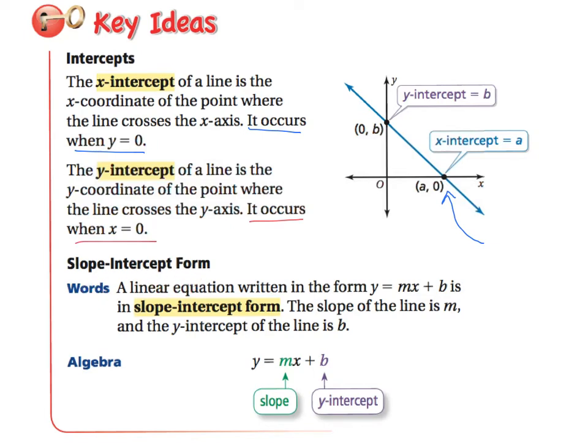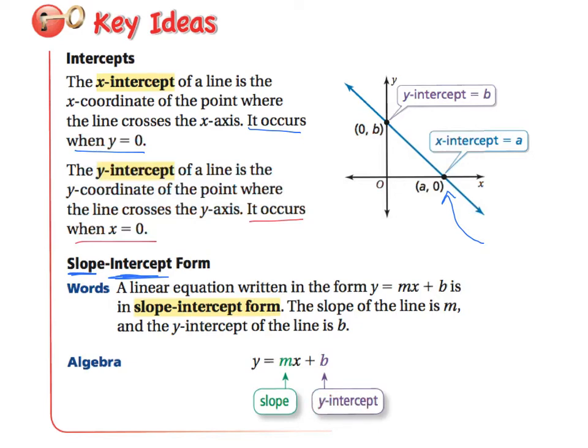Now, slope-intercept form. I'm hoping when you look at this, you realize slope-intercept form means I have the slope and the intercept. A linear equation written in the form y equals mx plus b is in slope-intercept form. The slope of the line is m. The y-intercept of the line is b. Now it's important to know that slope-intercept form is when your equation is solved for y. Notice this equation has y equals mx plus b. M is the coefficient of x. That would be your slope.